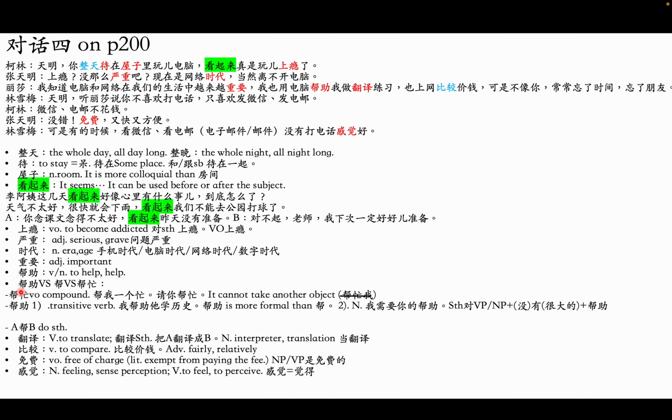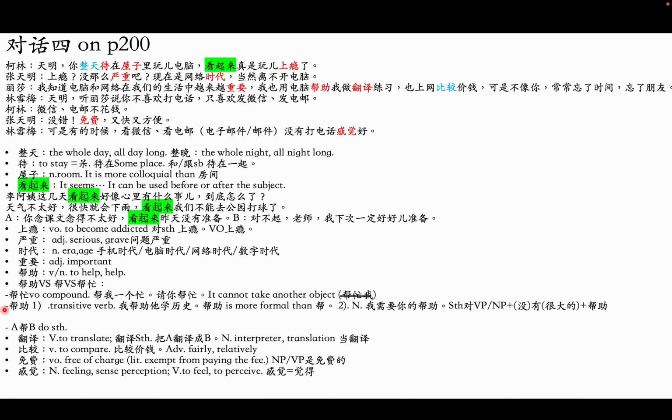帮忙 is a verb object compound, which means that we can insert something between 帮 and 忙. For example, do me a favor. 帮我一个忙. Or we don't have to insert anything into it. We just say, please help me. 请你帮忙. Ask you to do me a favor. 请你帮忙. But we need to pay attention to that 帮忙 cannot take another object. So we never say 帮忙我 is object. We never put 我 after 帮忙 or the object after 帮忙.